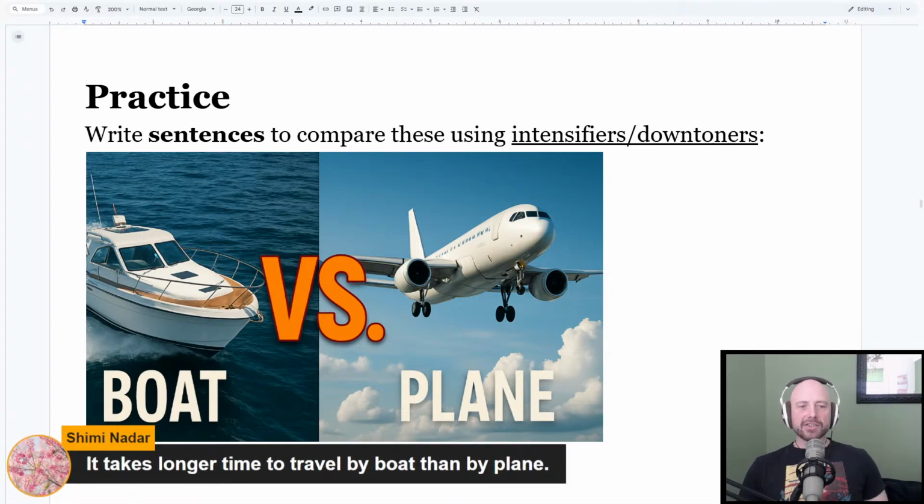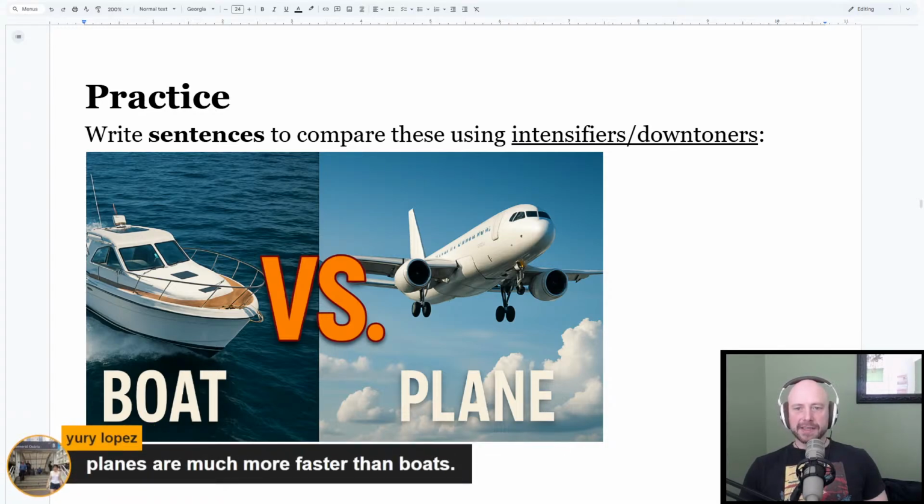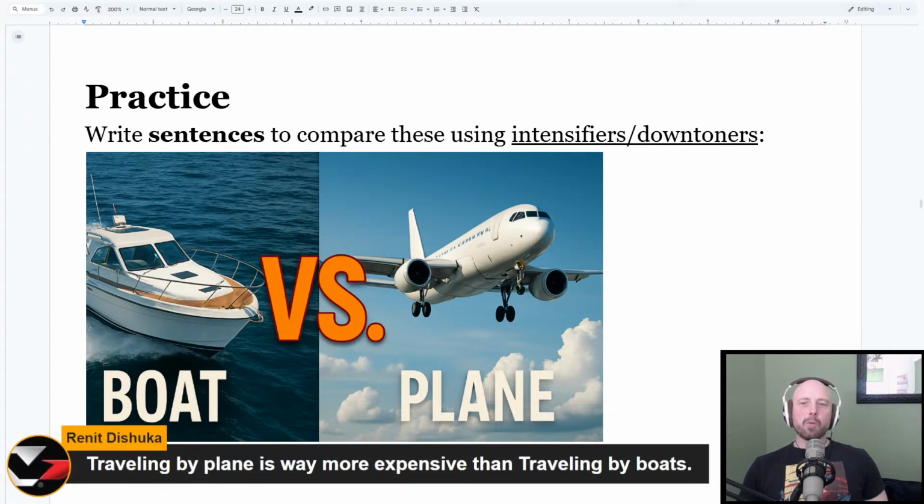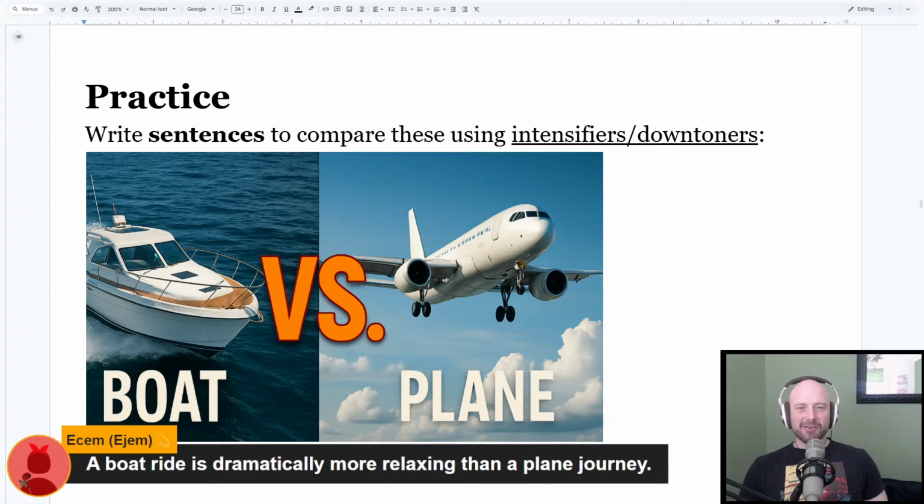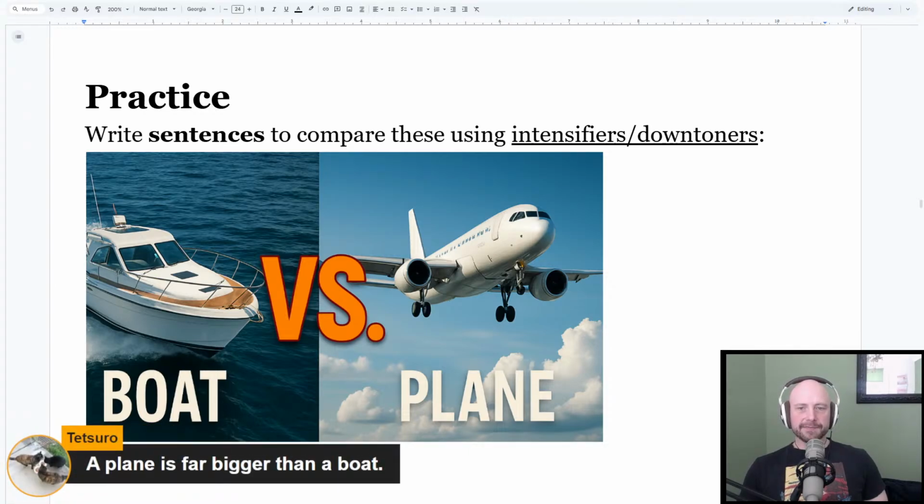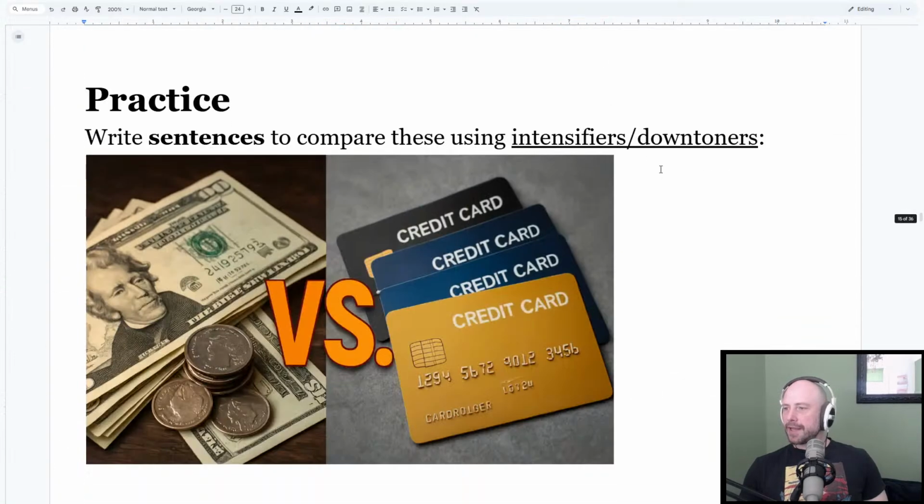It takes a much, let's get an intensifier in there, Shimi. It takes a much longer time. It takes a much longer time to travel by boat than by plane. Planes are much faster than boats. Traveling by plane is way more expensive than traveling by boats. Oh, that's great. He's got dramatically. Did you Google that? That's fantastic, EGM. If you didn't, dramatically is a good intensifier. A boat ride is dramatically more relaxing than a plane journey. Do you think so? Some people find plane journeys relaxing as well. Planes are far bigger than boats. Great. Okay, well done. Next.